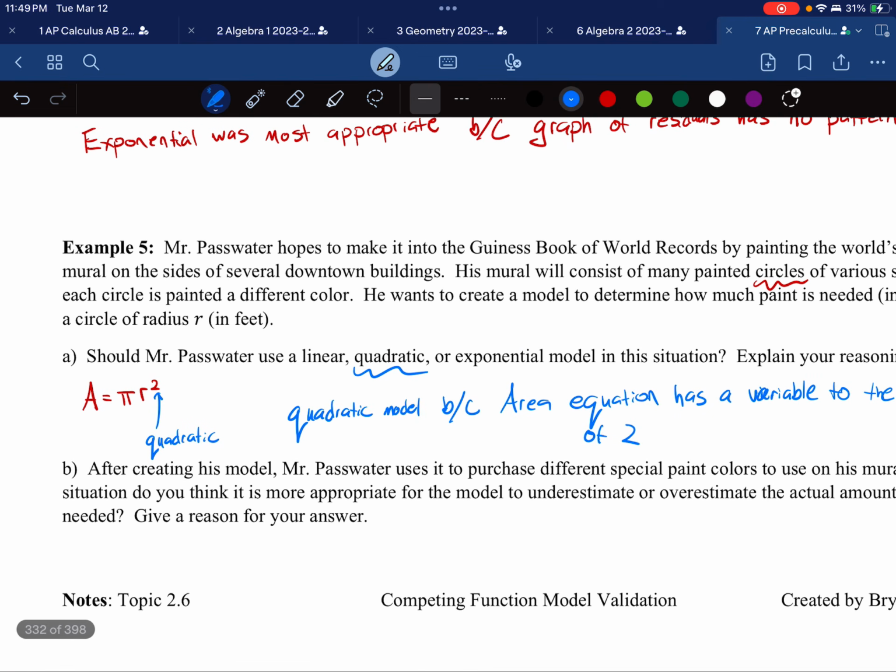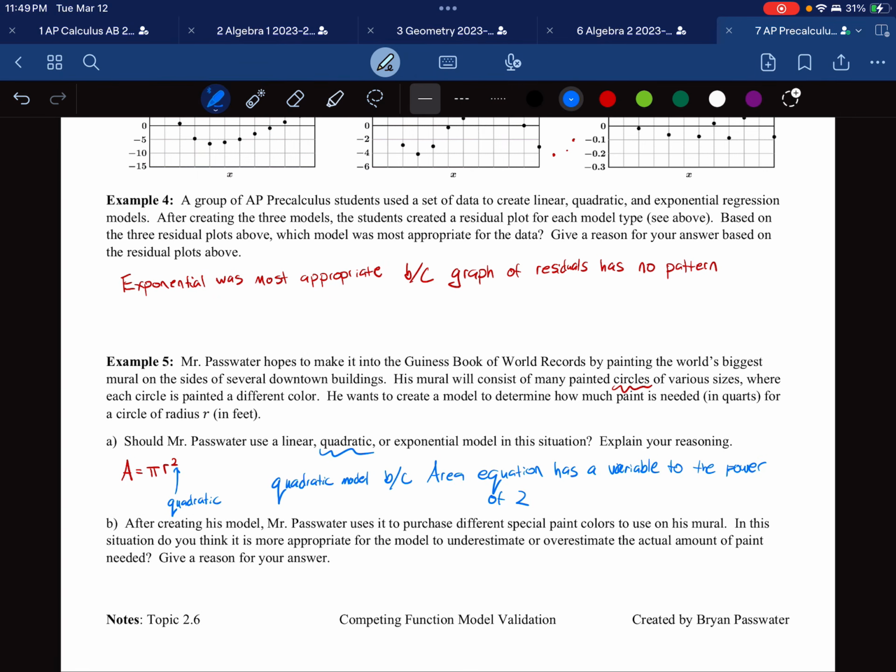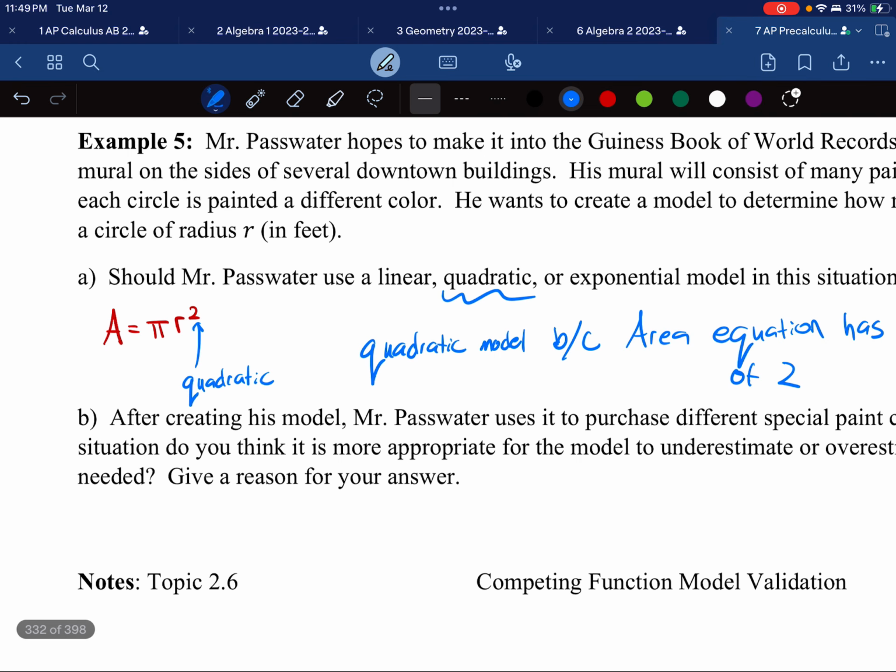Okay, and part B. After creating his model, Mr. Passwater uses it to purchase different special paint colors to use on his mural. In this situation, do you think it is more appropriate for the model to underestimate or overestimate? Well, we don't want to run out of paint. So if our model is an overestimate, we'll buy too much paint, which is better than the reverse of that. If our model predicts too little paint and we buy that amount of paint, we might run out. So we want our model to be an overestimate.